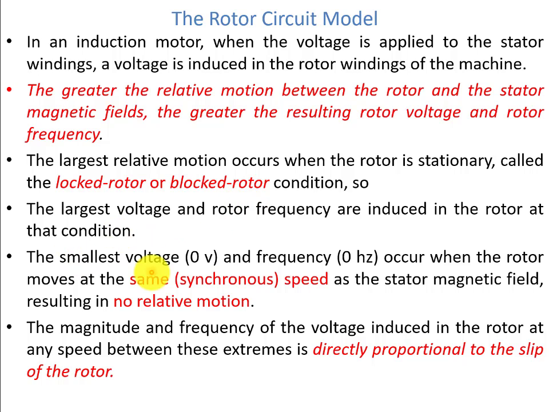So the smallest voltage, 0 volt and 0 hertz frequency, occurs when the rotor moves at synchronous speed as the stator magnetic field, resulting in no relative motion. So the magnitude and frequency of the voltage induced in the rotor at any speed between the extremes is directly proportional to the slip of the rotor.